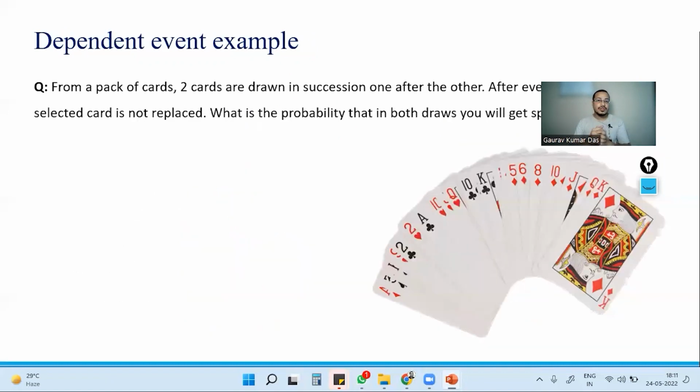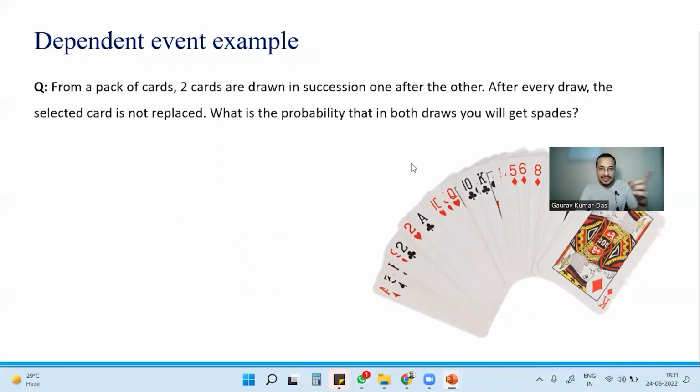Okay, now let us look at the next example. That example was an independent event example, right? Now let's take a dependent event example. From a pack of cards, 2 cards are drawn in succession, one after the other. After every draw, the selected card is not replaced. What is the probability that in both draws you will get spades?